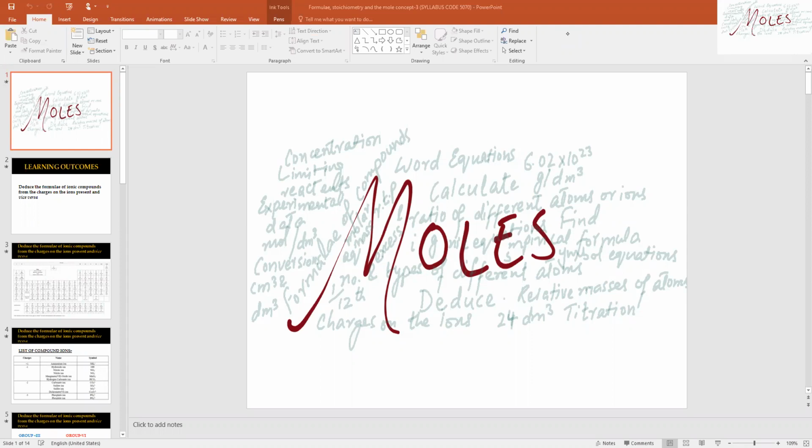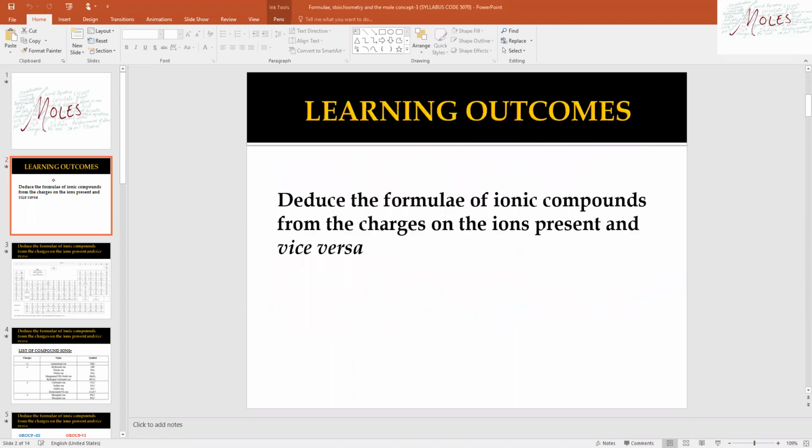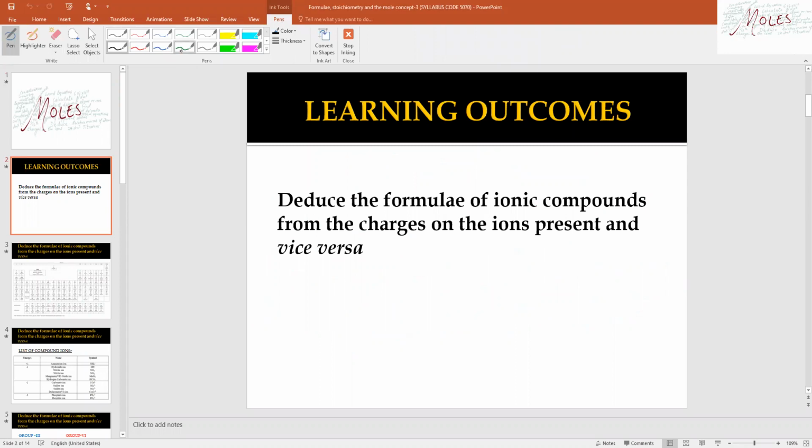This is Sir Ayaz. Today I'm going to show you how to work out the formula using compound ions. The learning outcomes for this lesson would be to deduce the formula of ionic compounds from the charges on the ions present and vice versa.